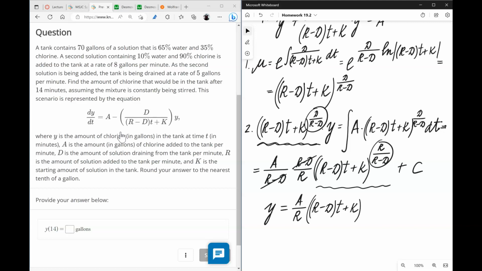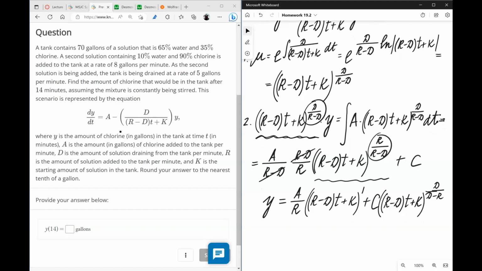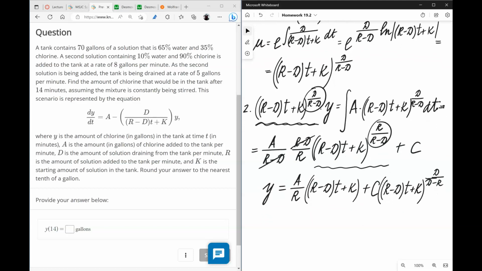So r over r minus d over r minus d, that's just 1. And we're going to have plus c times r minus d times t plus k to the power negative d over r minus d, but we can just not write the negative in the front and just write the d minus r in the denominator. And that seems like the general solution.